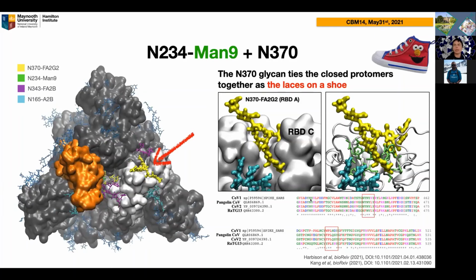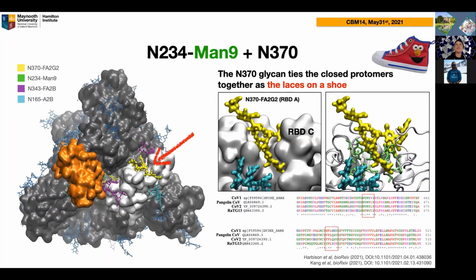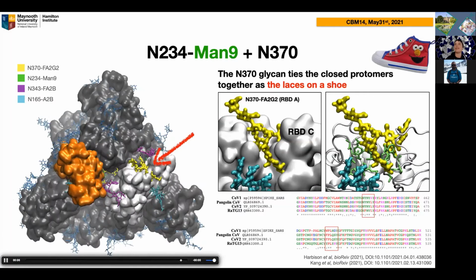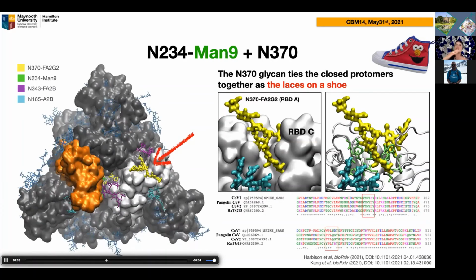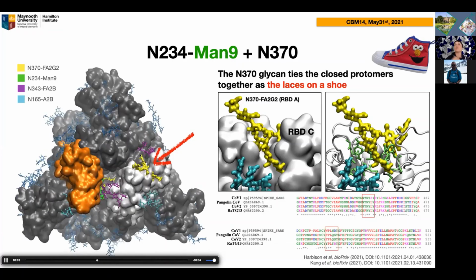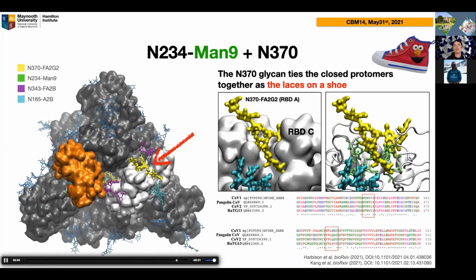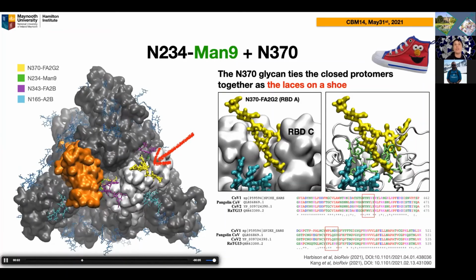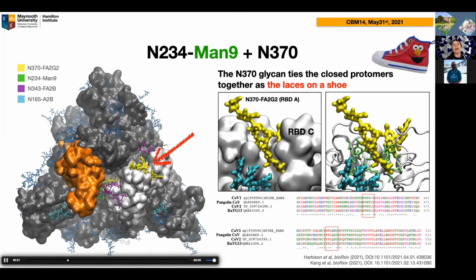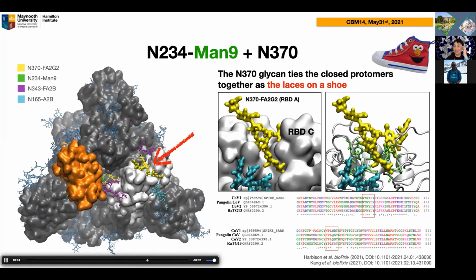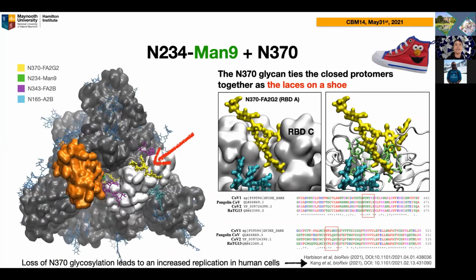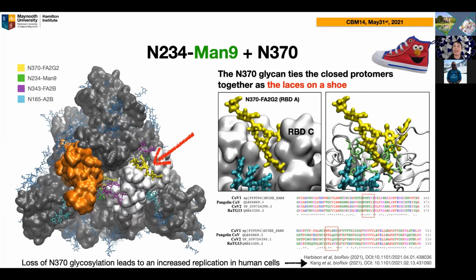What is intriguing is that this glycan, the N370 that binds the cleft, actually comes from another RBD. So it pretty much functions as a lace on a shoe, tying up the RBDs in a closed conformation together, probably increasing the energetics of the opening of the RBD that needs to be open in order to be functional. This would make the spike less infectious. And this has been reported in a recent bioRxiv: a loss of N370 glycosylation leads to an increased replication in human cells.